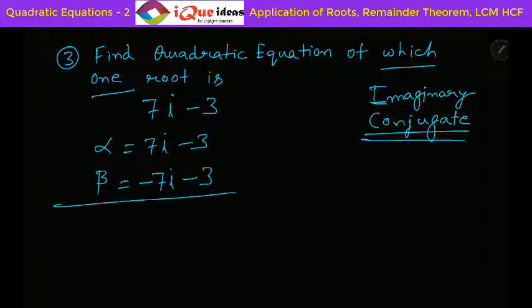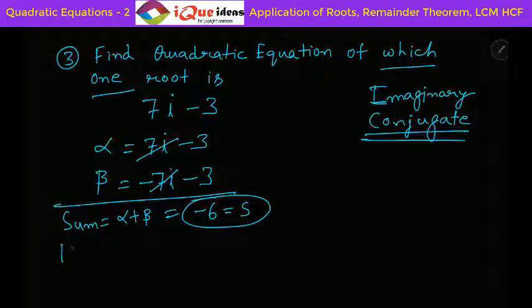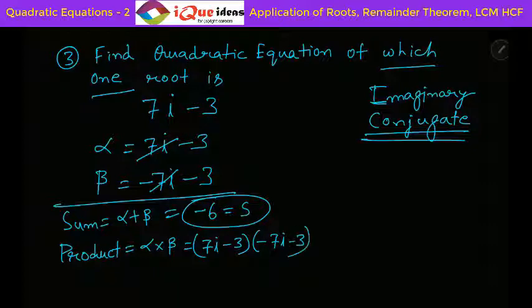So now if you add, you will get the sum of roots, that is alpha plus beta, equal to 7i and minus 7i will get cancelled. Minus 3 will become minus 6. So this is our sum of roots. Similarly, if you multiply, the product of roots you will get as alpha into beta, which is equal to, in place of alpha it is 7i minus 3, in place of beta it is minus 7i minus 3.